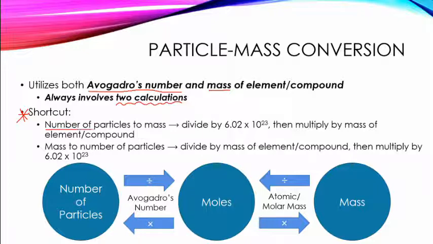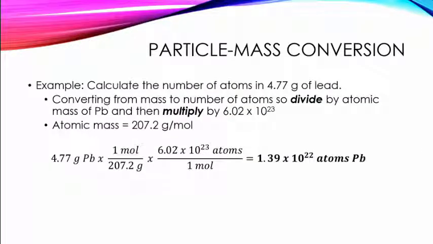If we have the number of particles to mass, you're going to divide by Avogadro's number and then multiply by the mass of the element or compound. So you remember the molar mass. If you have mass to start with and you go to the number of particles, you are going to divide by the mass, and then multiply by Avogadro's number. So let's do 2 examples, and then we're going to wrap this up because I think at this point I'm starting to hurt your head.